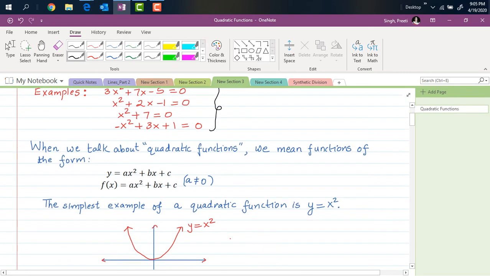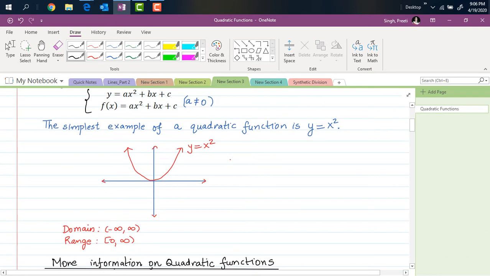So when we talk about quadratic functions, now it's not an equation, it's a function. We mean functions of this form written right here, in the function form, y equals a function of x. So I set y equals your quadratic equation. So it's not the quadratic equation, it's now a quadratic function. Either y equals that particular ax squared plus bx plus c, or as you know, we use f of x also for function. So f of x equals ax squared plus bx plus c. Again, a should never be 0. So that's how we write quadratic functions.